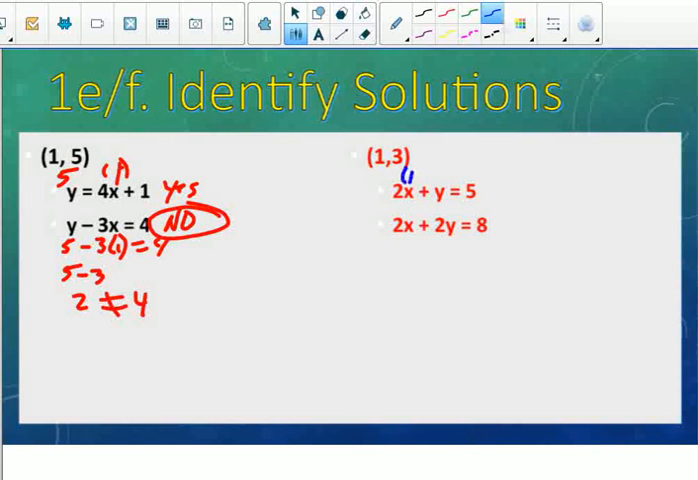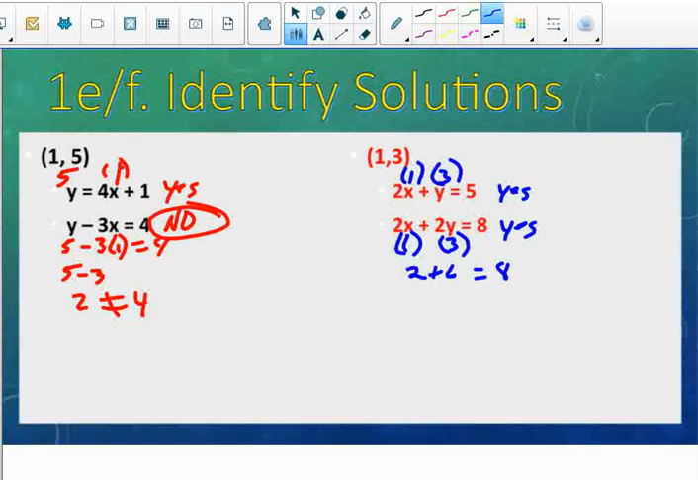And put a 1 here, put a 3 here. 2 plus 3 does give you 5, so yes, that works. Put a 1 in for x, put a 3 in for y. 2 plus 6 does equal 8, so yes, it works. So yes, this is a solution.